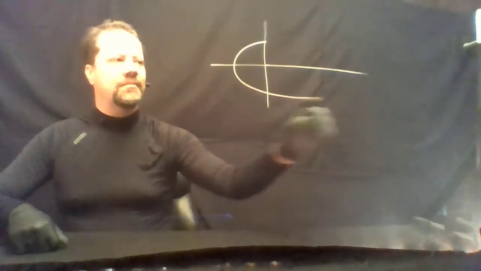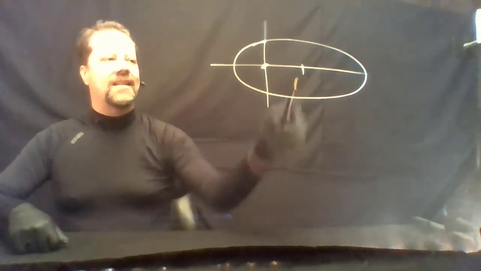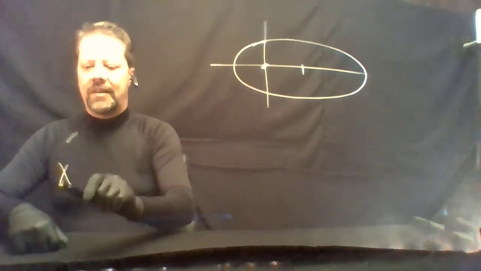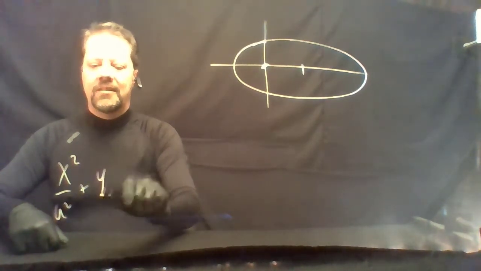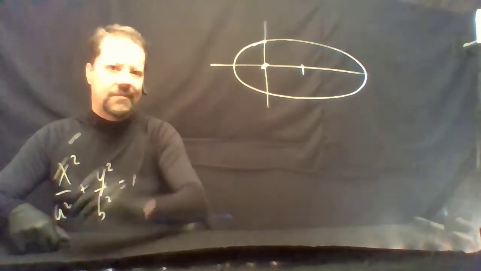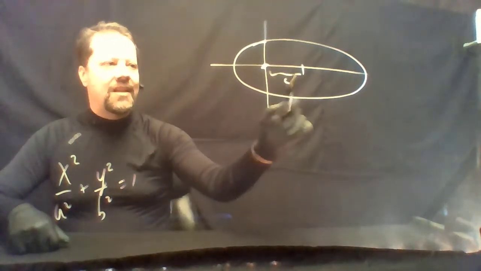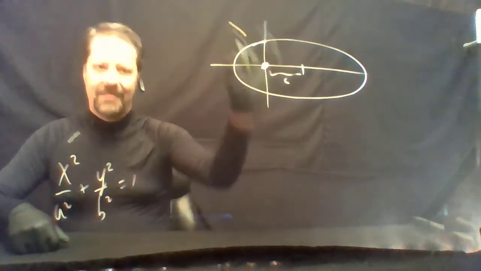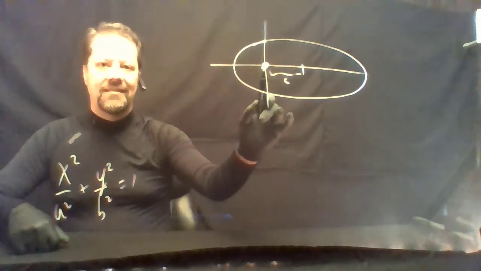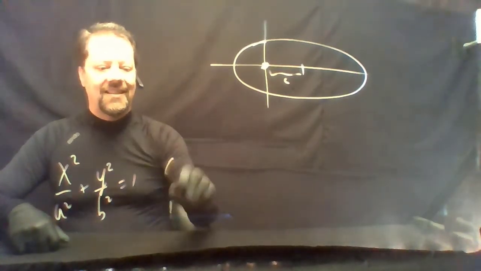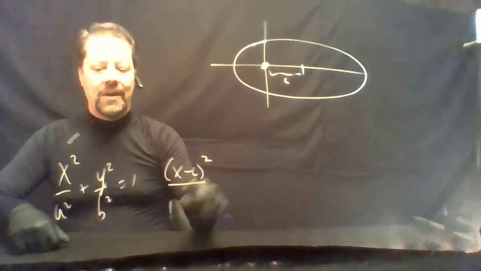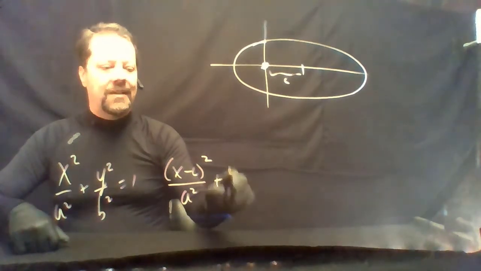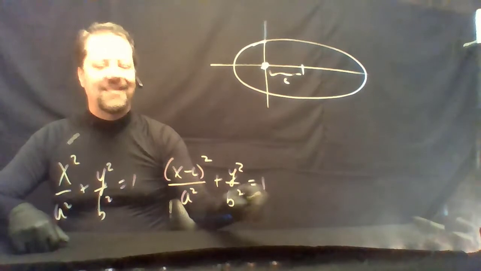I want to do one more problem. Let's suppose that we have an ellipse, and it's been translated. Normally, ellipses look like x squared over a squared plus y squared over b squared equals 1. But I'm going to translate this c units over so that the origin is at one of the foci. X minus c squared over a squared plus y squared over b squared equals 1.